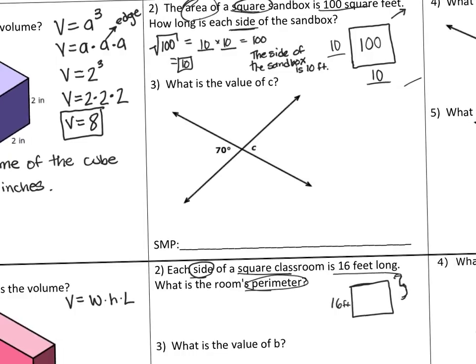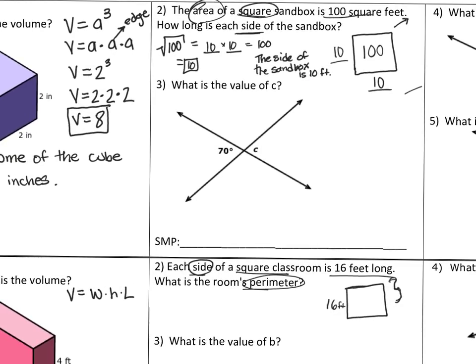So Tuesday number 3. It says, what is the value of C? Today we're going to be taking math notes on vertical, adjacent, supplementary, and complementary angles. So I do not expect you to know this at the top of your head. But C is vertical to 70. So we call these vertical angles. Vertical angles are across from each other, and they're also equivalent in angle measure.